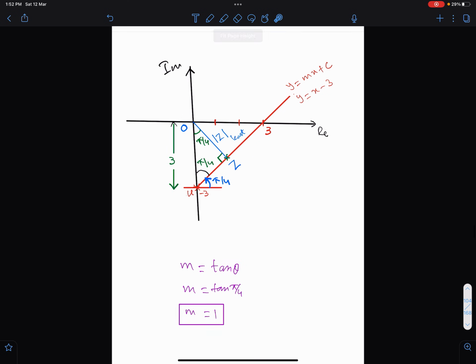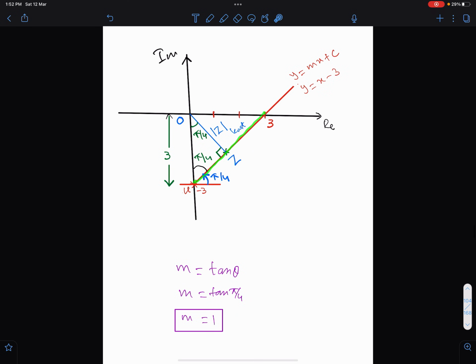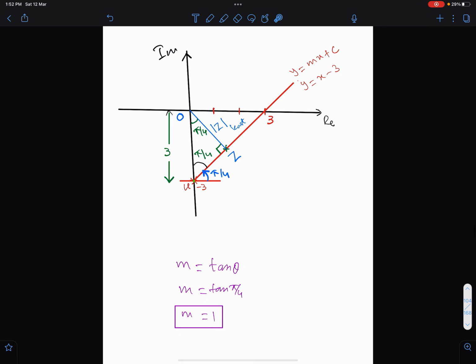What if the question is find the equation of this line? This is an extra work. So first find the angle of this line, the gradient of this line. The gradient of this line is 1 because m is equal to tan theta. And the intercept of this line is negative 3. So the equation will be y is equal to mx plus c.